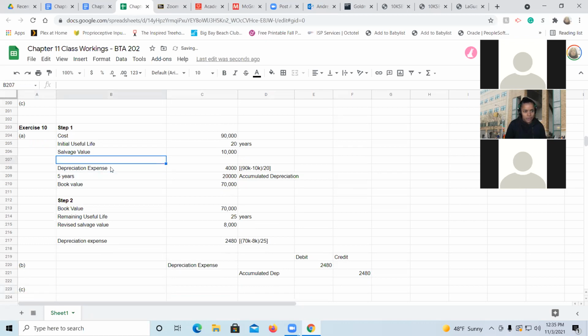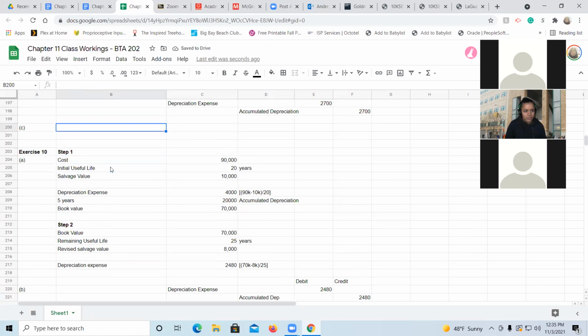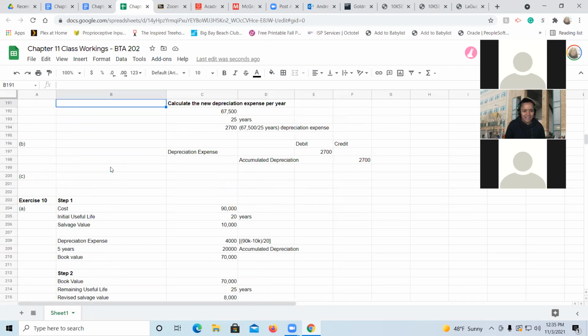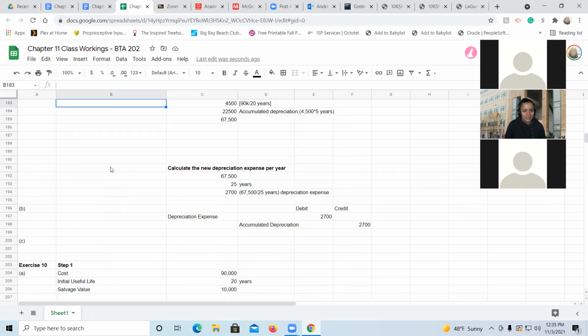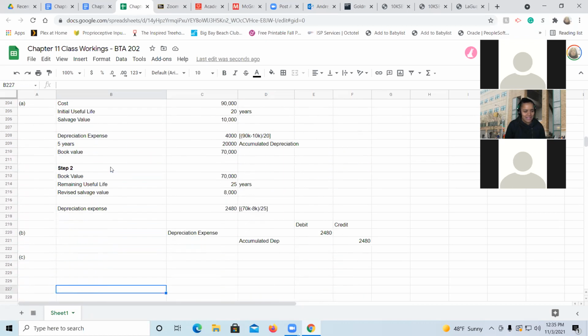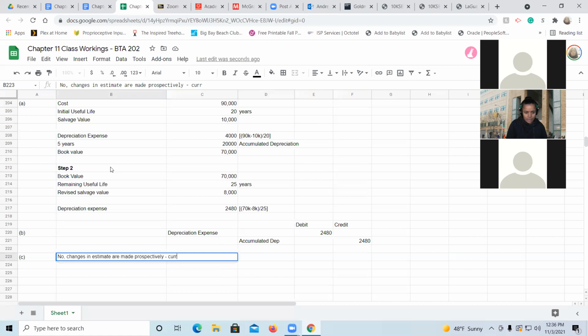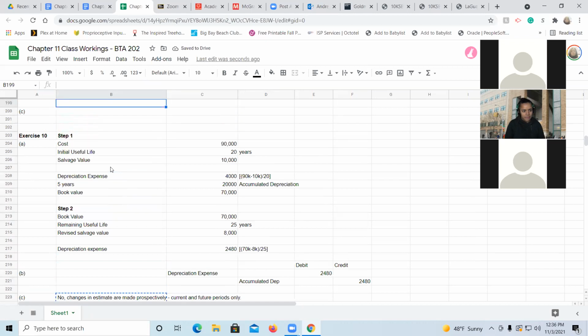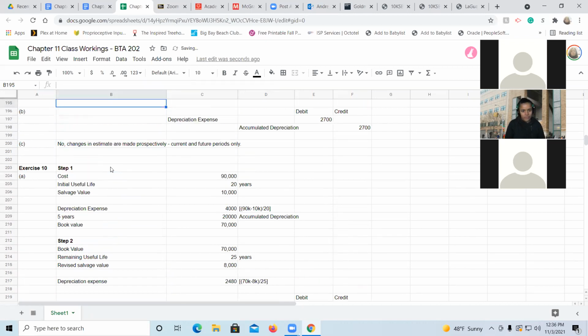Oh, it seems I don't know what happened yet. It was like a catastrophic event that took place in column B because all the stuff that I had out there is gone. So no, right, changes in estimates are made prospectively, right? Current and future periods only. Just bring this up. So this solution is complete.